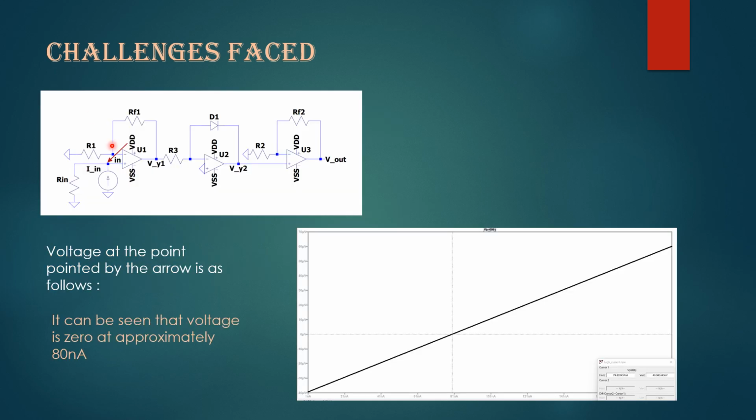Ideally, when the input current is 0, we expect 0 volts to be the input to the circuit. However, we can see that 0 volts is the input to the circuit when the current input is approximately 80 nanoamperes, which is the input bias current of the chosen op amp. Below this current, we see that the input voltage goes into the negative range, which affects the performance of later circuits.